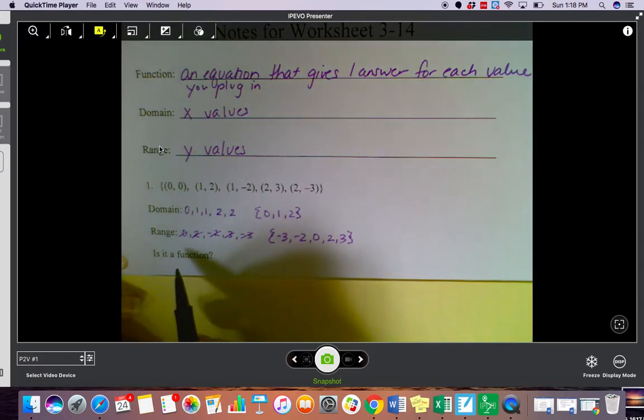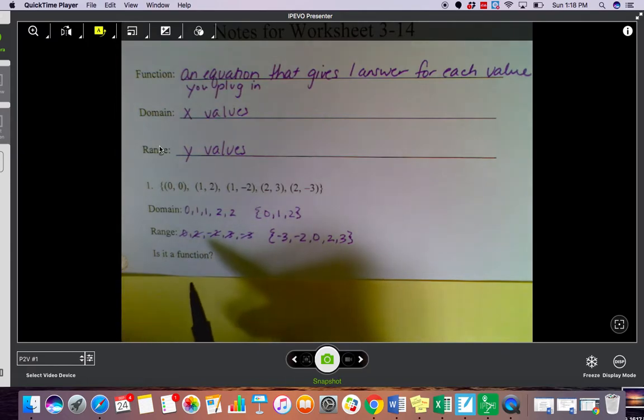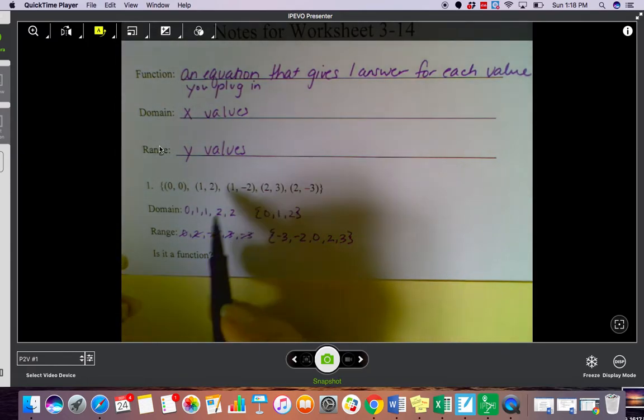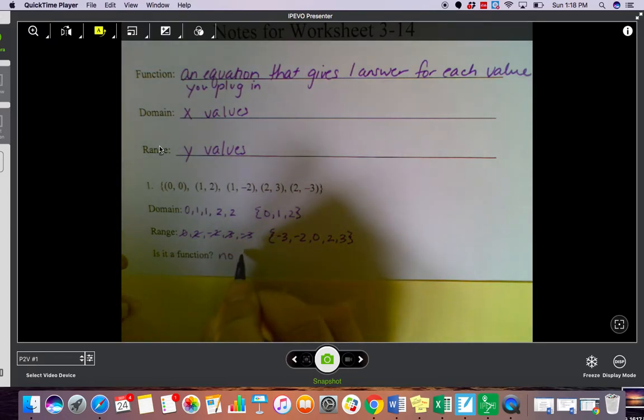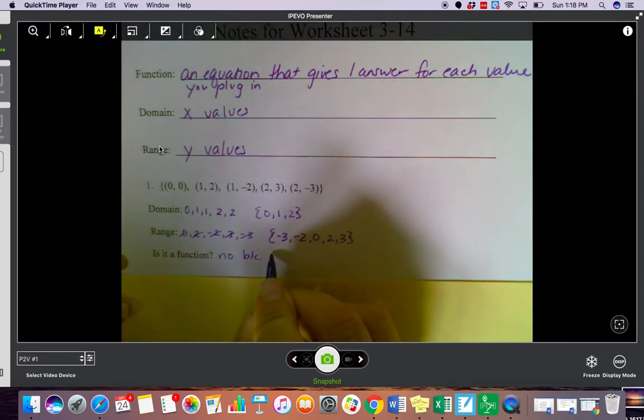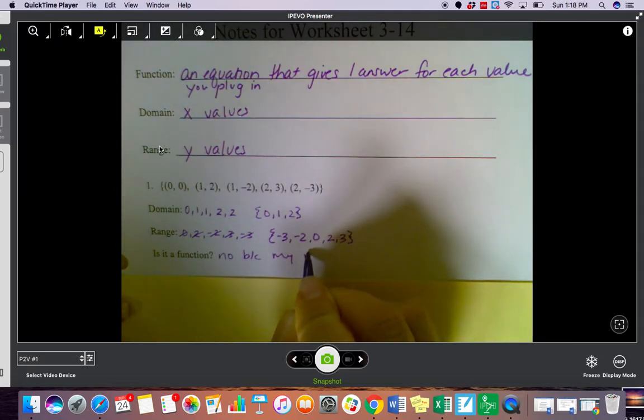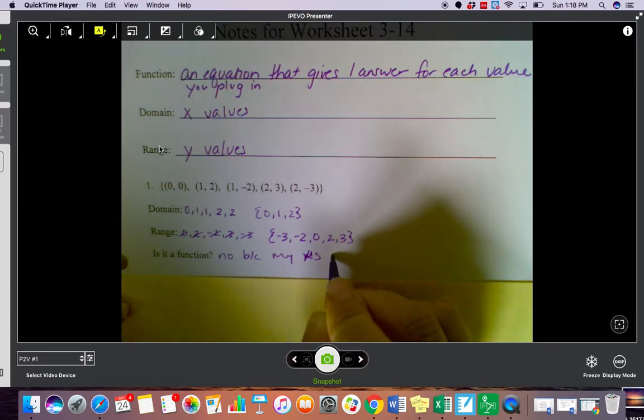And then to see if it's a function or not, the thing that helps me is x's cannot repeat for it to be a function. So in this case, I look at this and I'm like, do my x's repeat? Yes. So no, it's not a function, because my x's repeat.